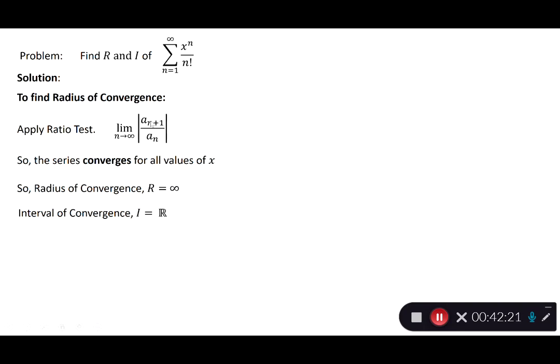So limit of absolute value of a sub n plus 1 over a sub n. That's what we do. That turns out to be x to the n times x. X to the n plus 1 is x to the n times x. N plus 1 factorial can be written as n plus 1 times n factorial. So x to the n's cancel. N factorials cancel. All we are left with is absolute value of x times limit of 1 over n plus 1.